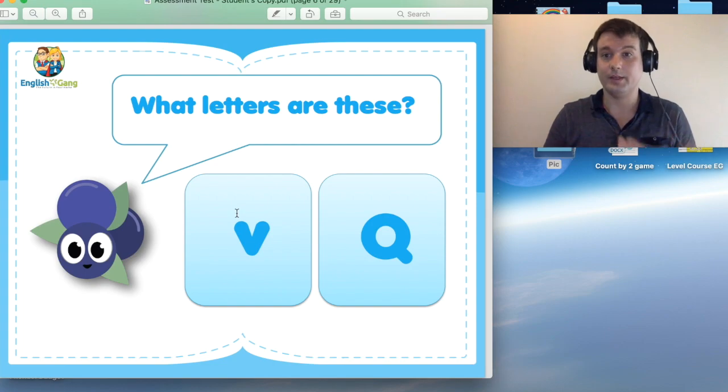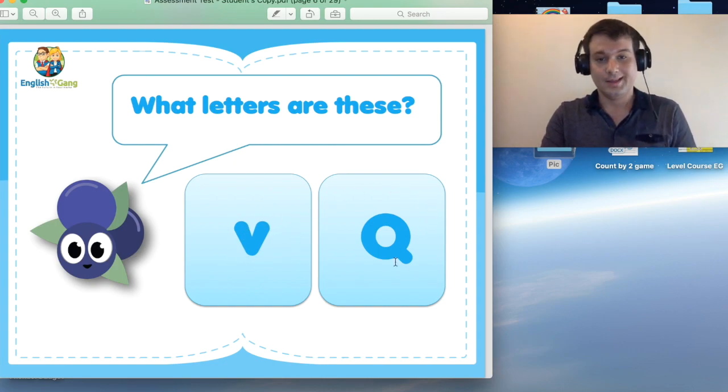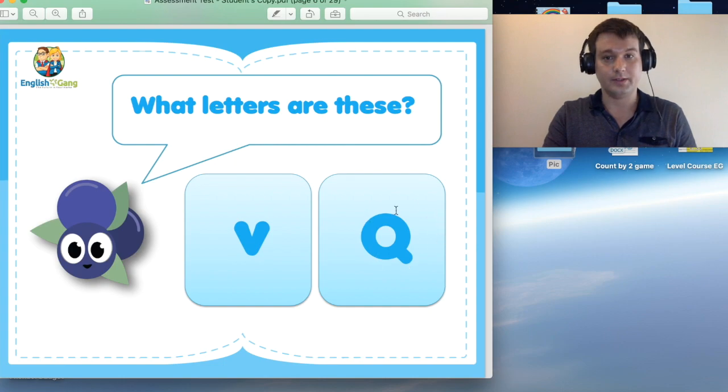Okay, so next we're moving into the beginner stage of English Gang. This beginner level is called kittens. What we're looking for here is, you'll ask, what are these letters? And we're looking for the responses, this is the letter V. And then next is, what letter is this? This is the letter Q.